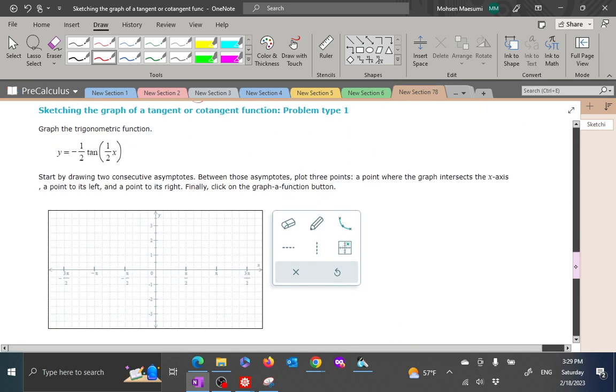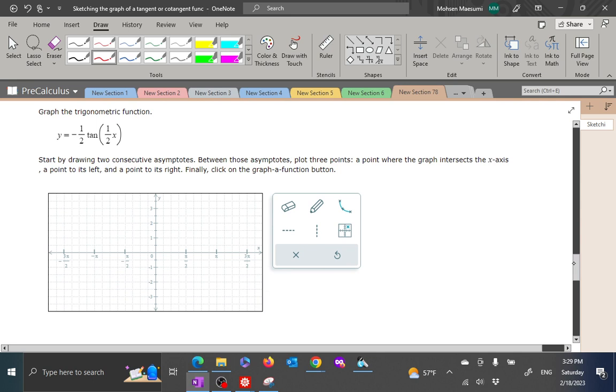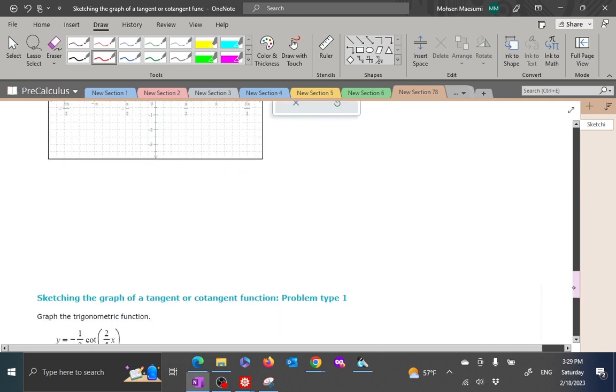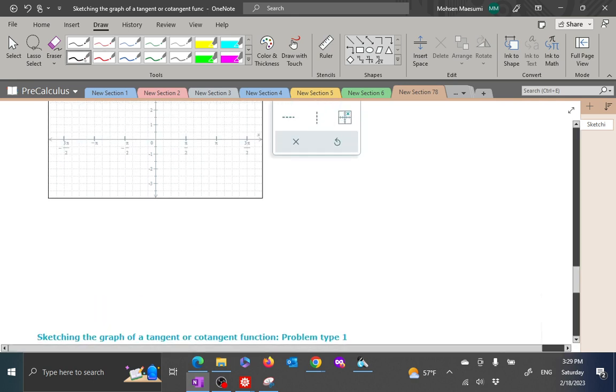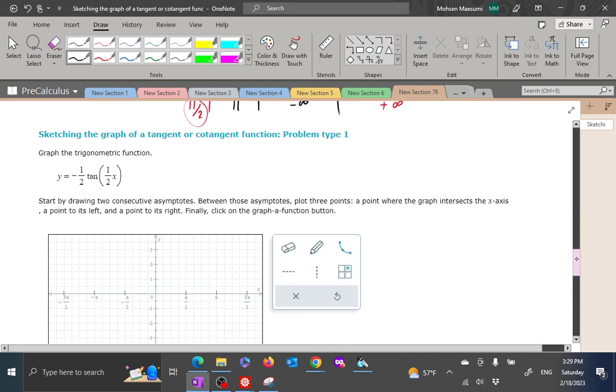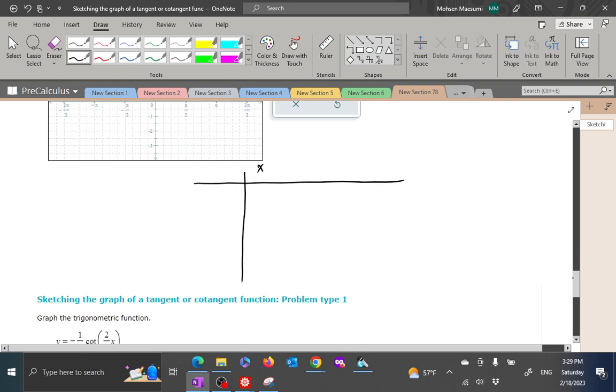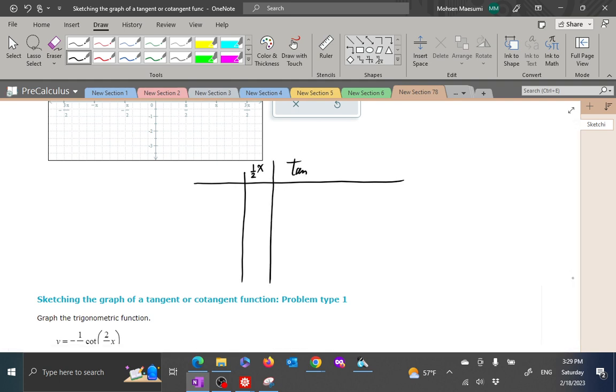Let's do another one. Okay, this one is tangent: minus 1/2 tangent of 1/2 x. So let's make our table here. Our input angle is 1/2 x, and we are taking the tangent of this, tangent of 1/2 x. And once we are done with that, we multiply by minus 1/2, so minus 1/2 tangent of 1/2 x is what we are graphing at the end. And of course we need our x.